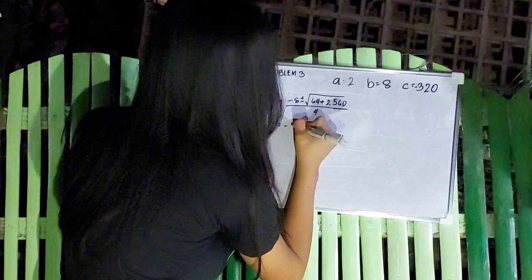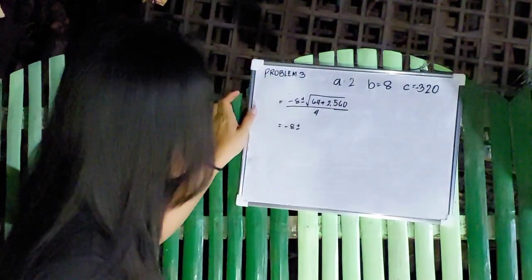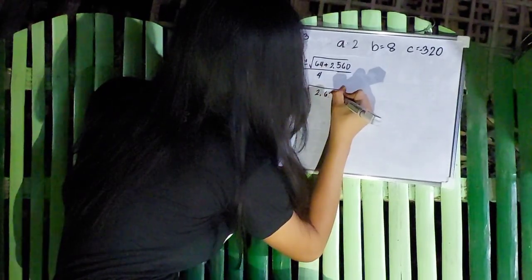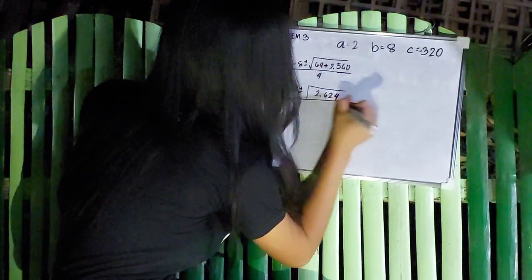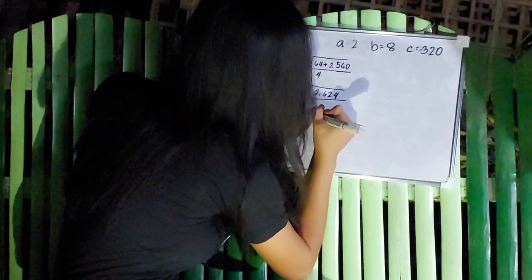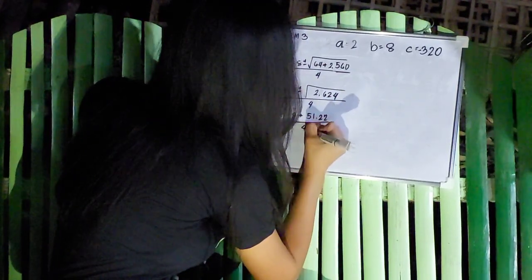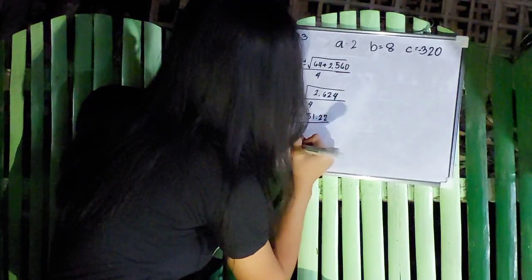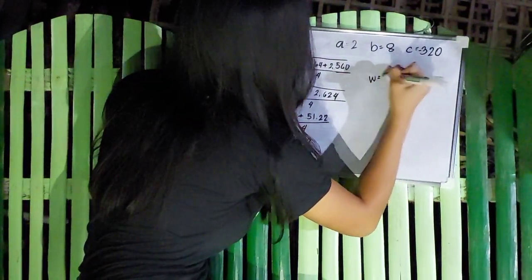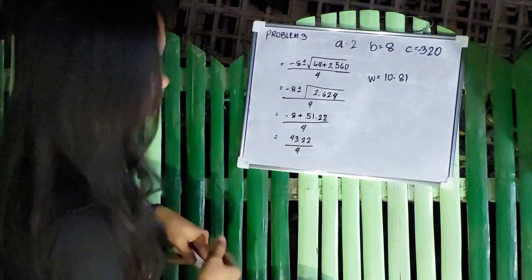So negative 8 plus or minus the square root of 64 plus 2,560 is equivalent to the square root of 2,624 over 4. Negative 8 plus the square root of 2,624, which is 51.22, over 4. Negative 8 plus 51.22 is 43.22 divided by 4. Our final answer will be 10.81. So that is our width.